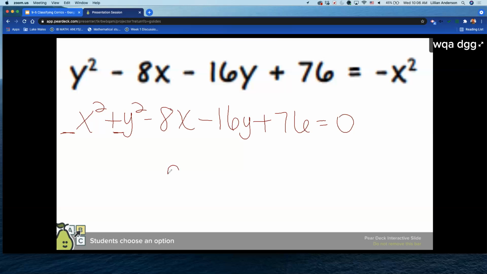This one was a circle, okay? So don't let the fact that they're on opposite sides throw you off. Bring everything to one side like you would if you were to put it into standard form. And then look at it from there, okay? Here's the next one.